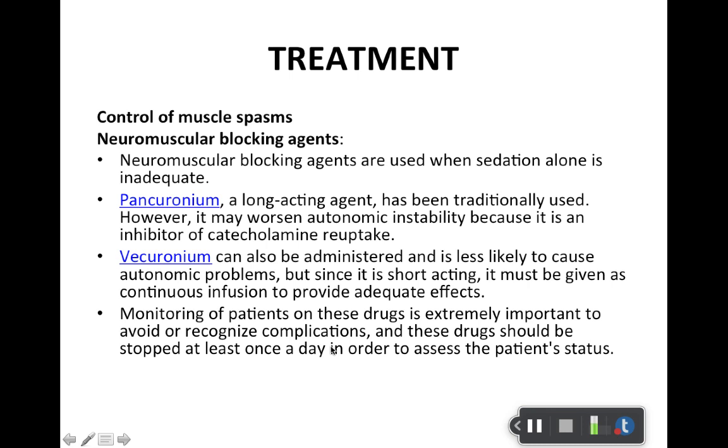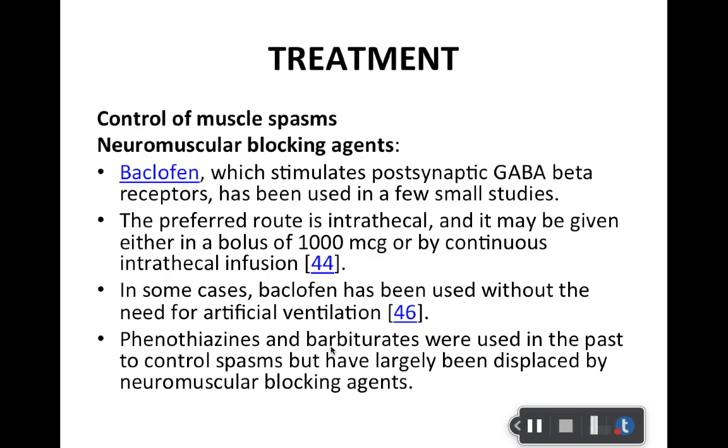And then definitely these patients need to be monitored, and they're going to be in an inpatient setting. Anesthesiologists are going to give you these medications. So there have been a few studies done with baclofen, which we're going to talk about in the musculoskeletal module, so you haven't talked about that medication yet.